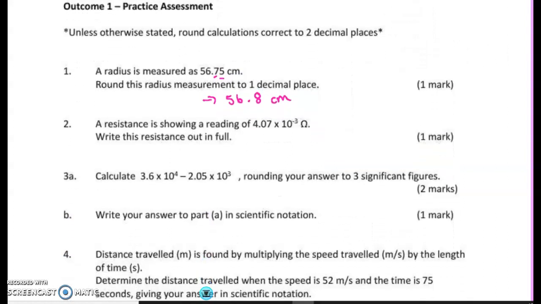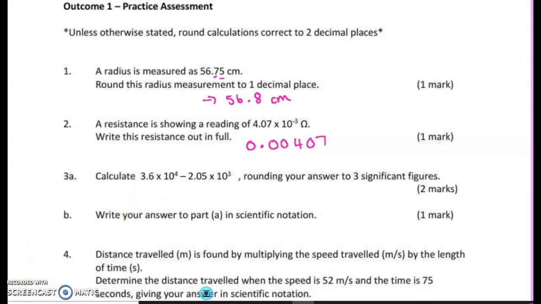Question 2, the resistance is showing a reading of 4.07 times 10 to the negative 3. Write this resistance out in full. Remember with your scientific notation, if it's to the power of a negative number, it's a small number, and that tells us how many zeros we have. So that's 0.00407. It's always worth a check. If it's the negative 3 here, I want to move this decimal point 3 spaces. 1, 2, 3. Okay, I need to get rid of those dots so it doesn't look like I've got extra decimal points in my number.